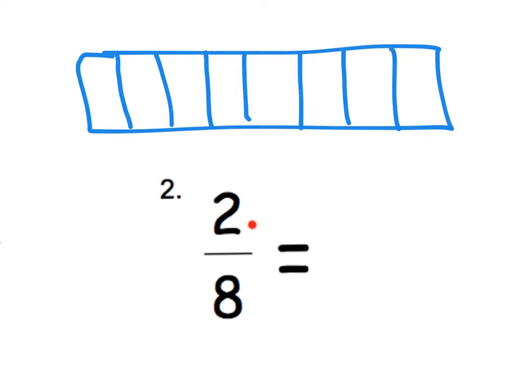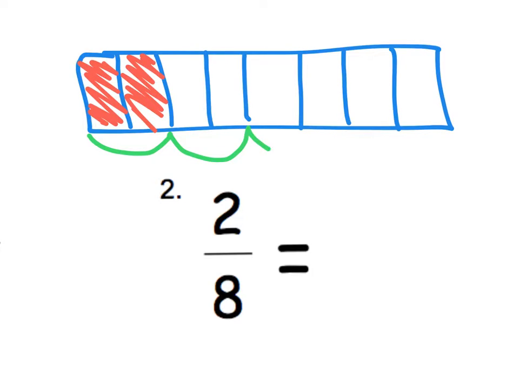How many do I have on the top? I have 2 out of 8. I'm going to go ahead and color those red. 2 out of 8. Do I have any more groups of 2 in here? Well, if I were to break it up into groups of 2, I have one group there of 2, then another one, then another one, and then another one.